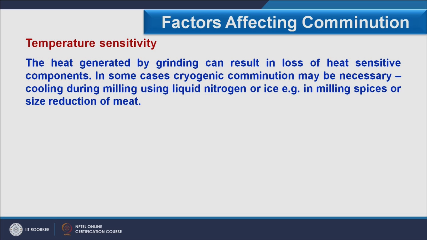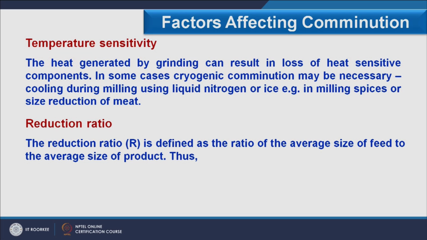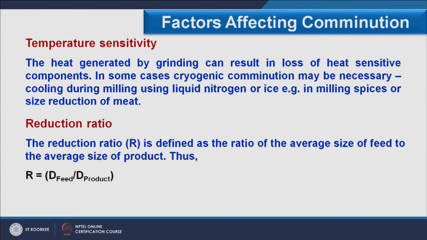The next factor is the reduction ratio. Now, what is the reduction ratio? It is defined as the ratio of average size of feed to average size of product. Why have I called it average size? Because the feed will have different fractions when we measure its size, and the product will also have different fractions. Therefore, we define the average size of feed as well as the average size of product. So, the reduction ratio is defined as D feed divided by D product.